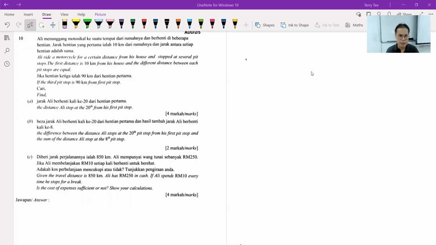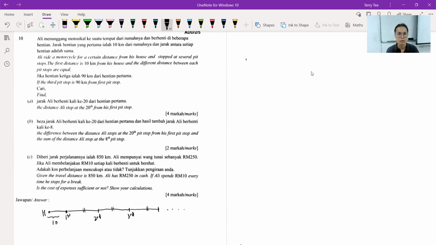First of all, this is his house. The first pit stop is here. Let me call it S. The distance between every pit stop is the same. Maybe I just want to make it a bit different because we don't know what the distance between each pit stop is, but they are equal. Let me draw a bit longer so we can see. The distance from his house to the first pit stop is 10 kilometers. Then they say the difference between each pit stop is equal. That means these two are equal. They're all equal, right? So this is the second pit stop. This is the third pit stop.